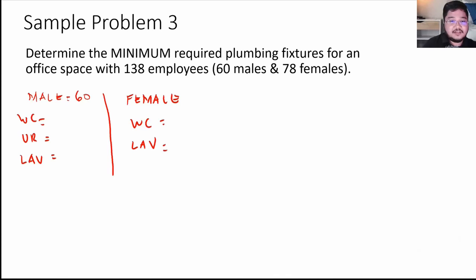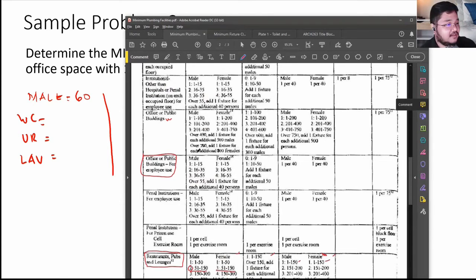So again, the population is 60 males, then 78 females. So again, I refer to the ranges here. So for 60 males, for the first 55, that's 3. Since we have a surplus, or over, of 5, we're going to need to add one more fixture. Even though it doesn't reach an additional 40 persons, because I think there's a lacking statement here. It should be add one fixture for each additional 40 persons or a fraction thereof. So we still need to add one as long as it exceeds the range.